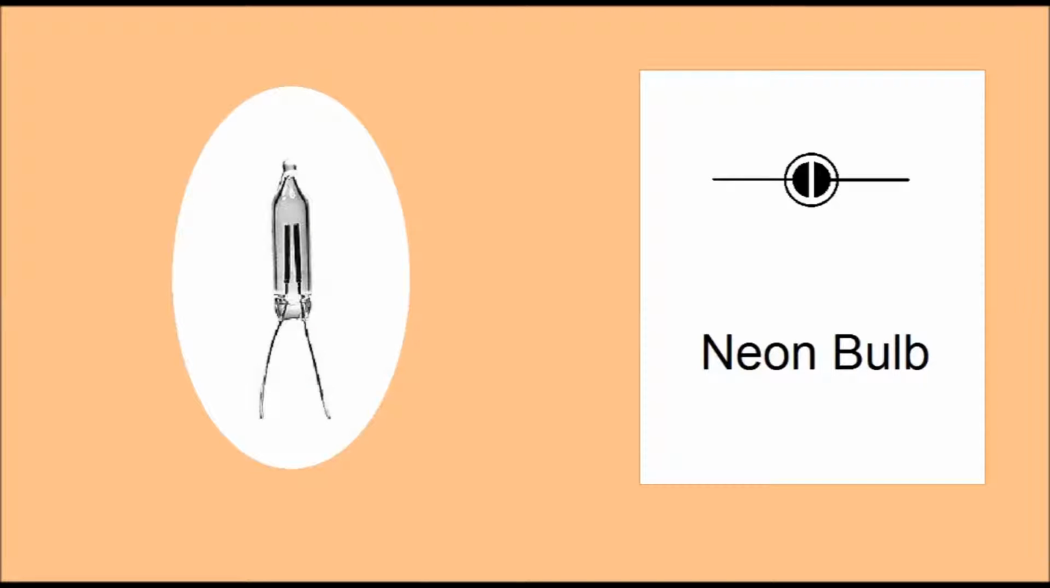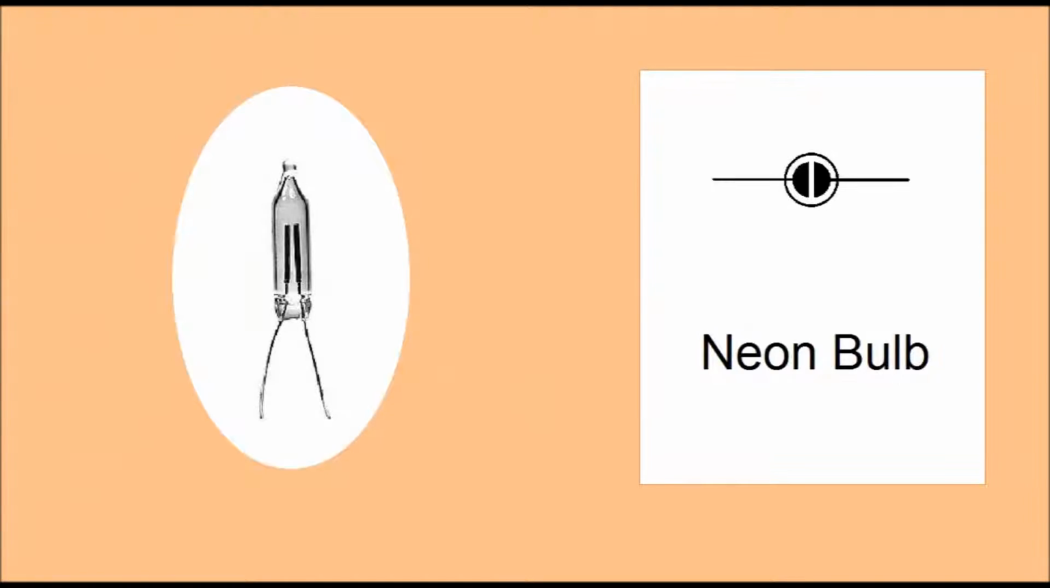This slide shows a small neon bulb. It consists of a glass envelope with 2 electrodes, and it is filled with neon gas at low pressure, as well as trace elements of other gases. Neon bulbs are often used as indicator lights. The symbol shown at right depicts the 2 electrodes. Notice that there is no filament connecting the electrodes. The electricity flows through the neon gas within the tube.